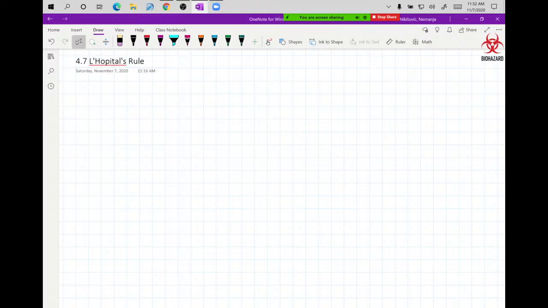Now, what is L'Hopital's rule? L'Hopital's rule is a way to compute limits using derivatives. So we're going back technically to chapter 2, but now we are going to deal with this in a completely new light. So let's write the theorem right away.